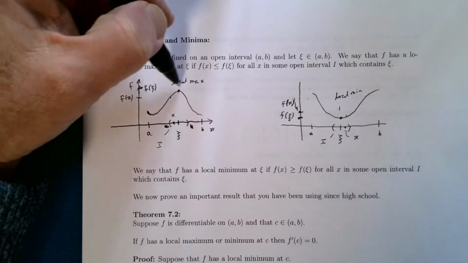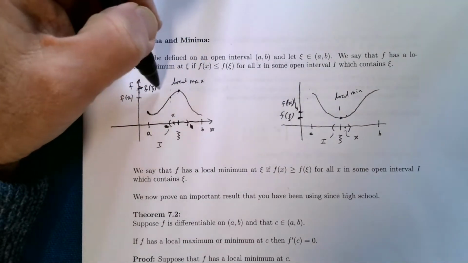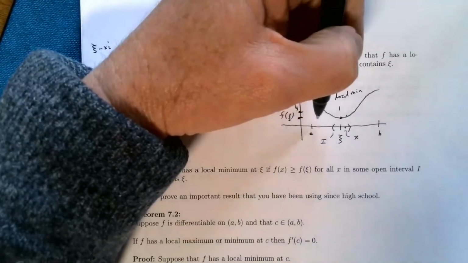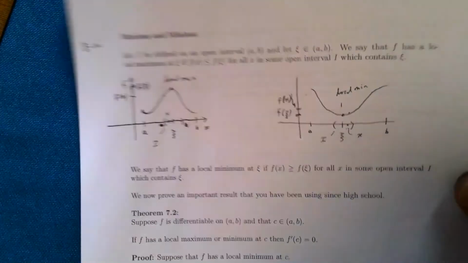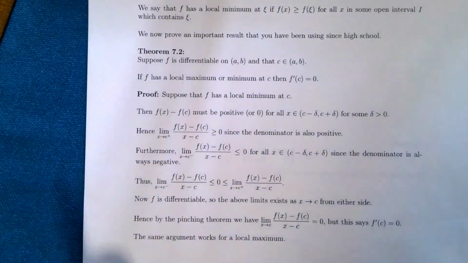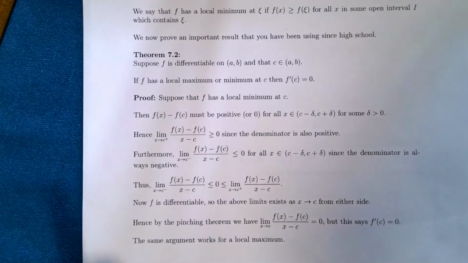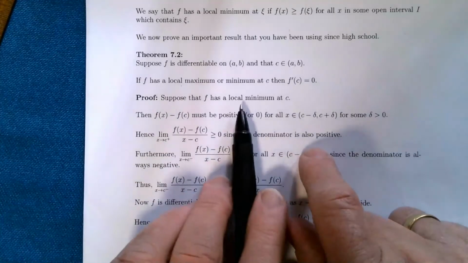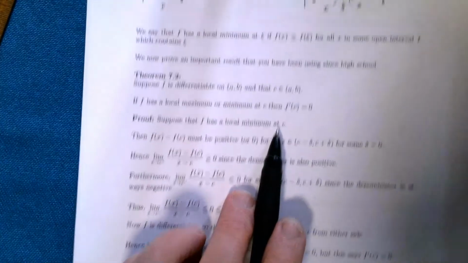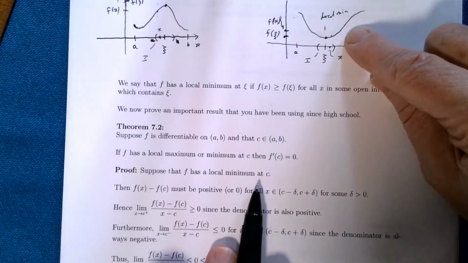If you draw a tangent line across here, it's going to have 0 gradient, and if you draw a tangent line across here, it'll have 0 gradient. Now, just a little proof of this result, which is not too hard to see. I'm going to do it just for the local minimum at c, so we're looking at this picture here now.